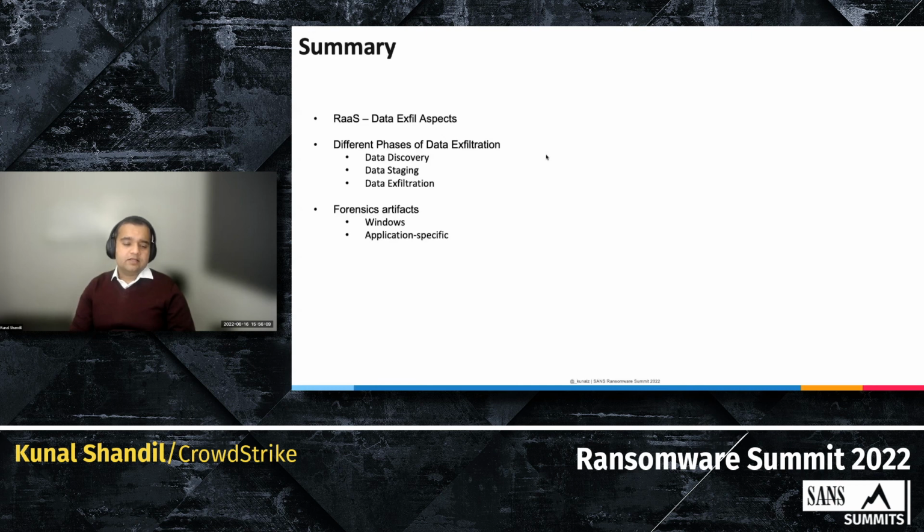So let's quickly summarize what we have discussed so far. We discussed the different data exfiltration aspects of the latest ransomware attacks, and the different phases of data exfiltration, that is data discovery, staging, and exfiltration. We also discussed the different artifacts that are generated on Windows and the application-specific logs which blue teamers and incident responders can use to identify the different files that were exfiltrated from the environment.